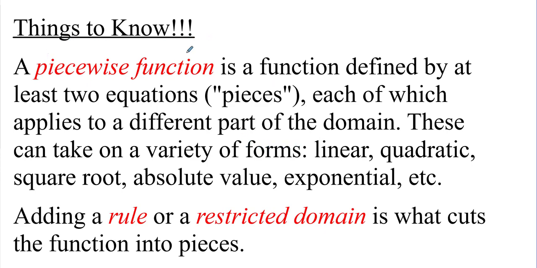So things to know. A piecewise function is a function that is defined by at least two, so we need two or more pieces, each of which applies to a different part of the domain. This is a word we're going to see all the time. It's very important to understand what that is. Remember, those are our x values. This can take on a variety of forms: linear, quadratic, square root, absolute value, exponential, etc. There are many more, but for this section we are going to be using some linear functions. We also are talking about adding a rule or a restricted domain, and this is what actually cuts those functions into its pieces.